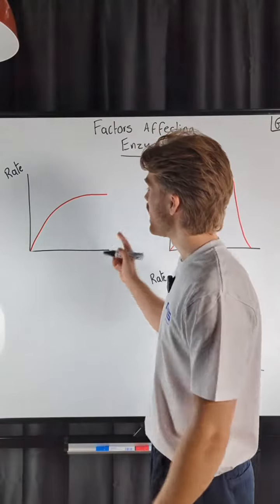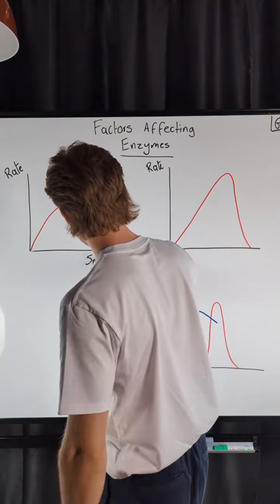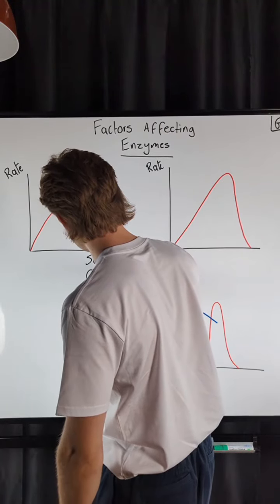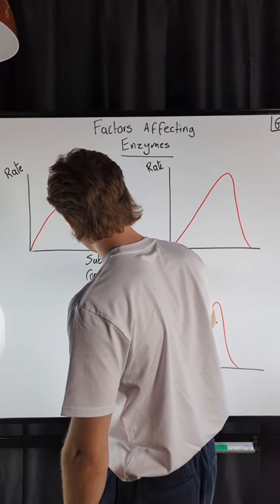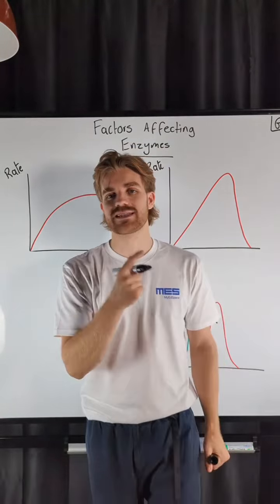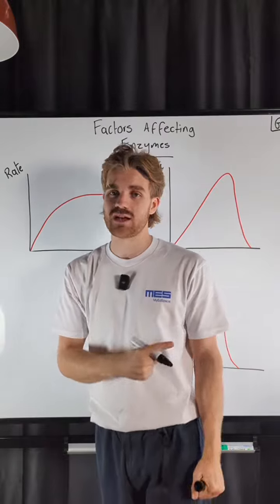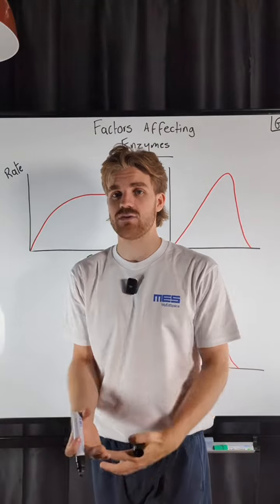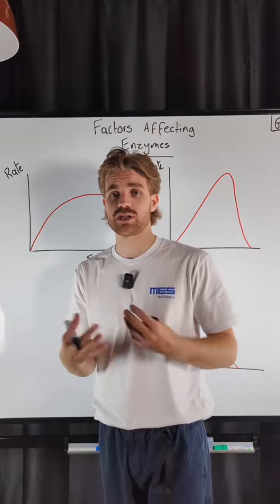The first one is our substrate concentration. Now, when we're talking about our factors that affect the rate of an enzyme, we need to know how we calculate that rate. Let me know in the comments the calculation for the rate of an enzyme. The rate is essentially how fast the enzyme is breaking down that substrate and producing the product.